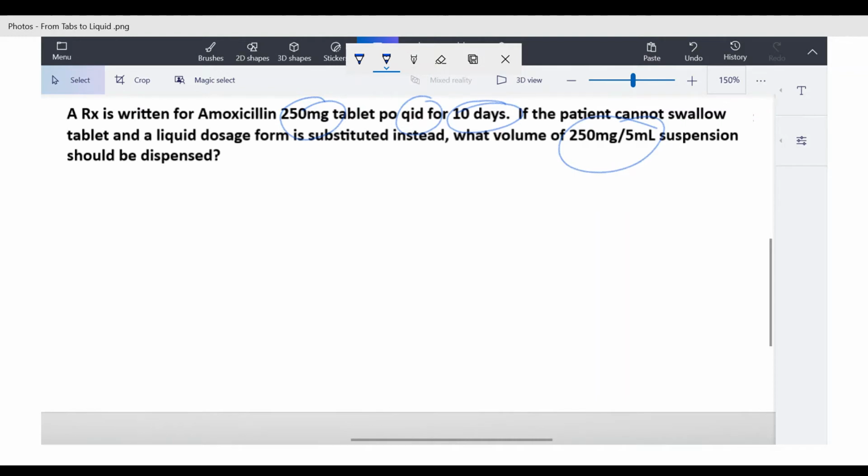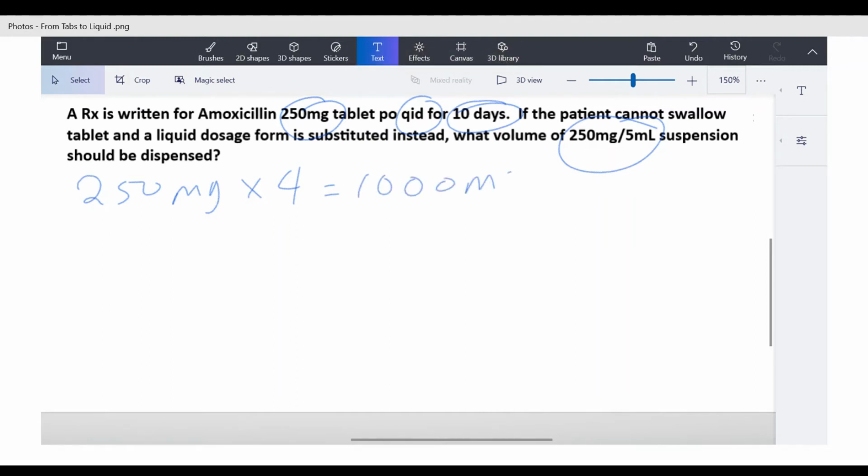So first step is to determine the QID part. We want to use that and get that out of the way, okay? So 250 milligrams is going to be the first thing we're going to need to use. So 250 technically means a 250 milligram tablet. It's just 1 tablet, but the patient is taking it 4 times a day. So 250 times 4 gives us 1,000 milligrams.